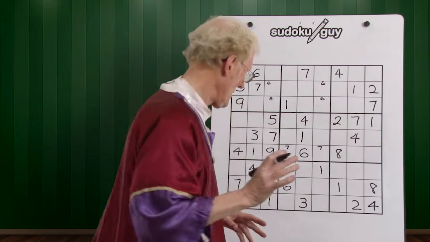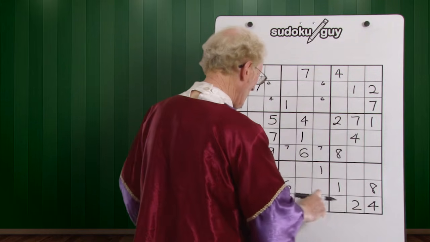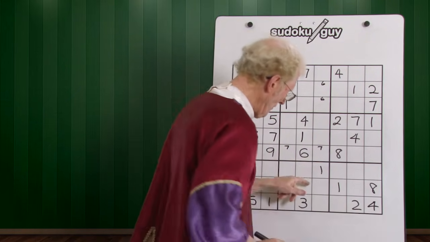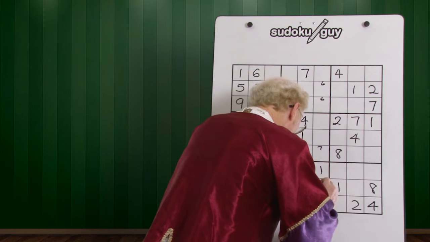This is interesting. I've just noticed something neat. This 4 and this 4 means that a 4 has to be in here. If the 4 has to be in here, it can't be in this cell, so it has to be there.